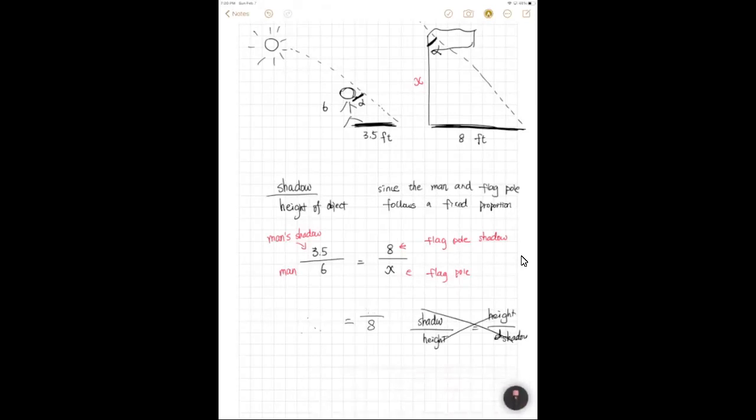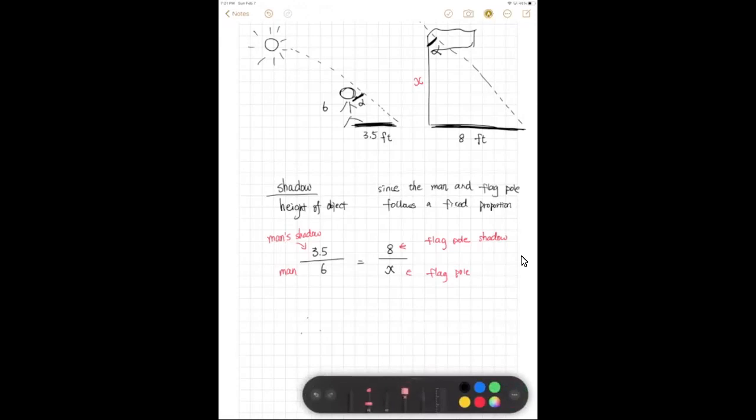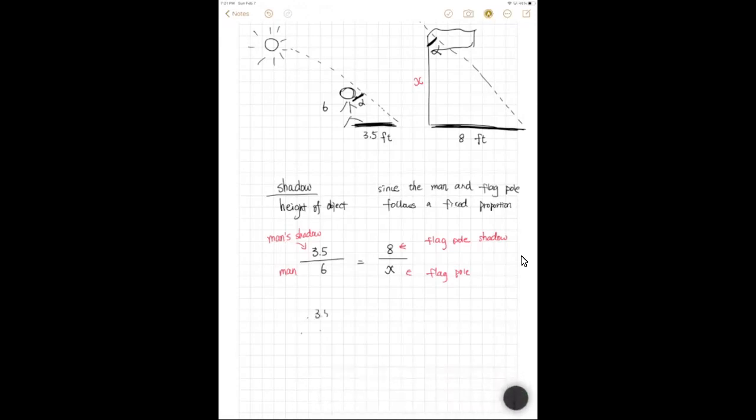Okay, so now after we found the proportion, we can use cross multiply to calculate the x. When we cross multiply, we have 3.5x equals 6 times 8, right? So we have x equals 48 divided by 3.5. So x is approximately 13.7 feet. Okay, so that's the length of the pole.